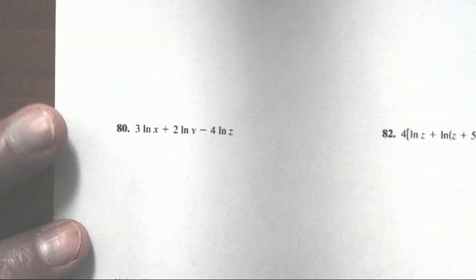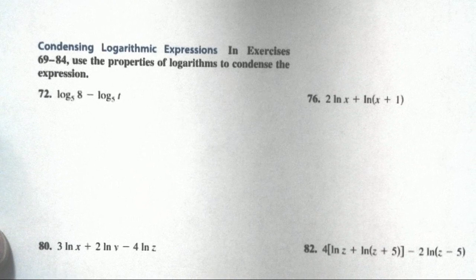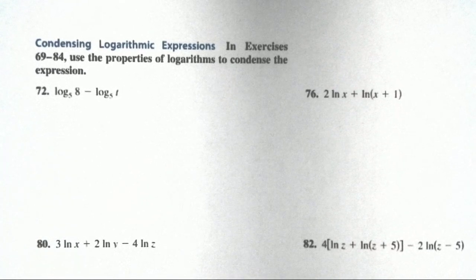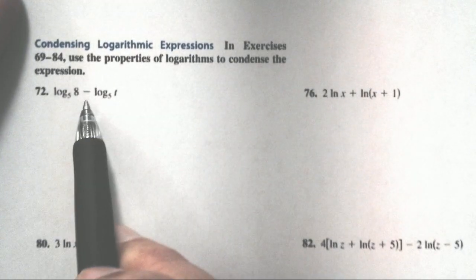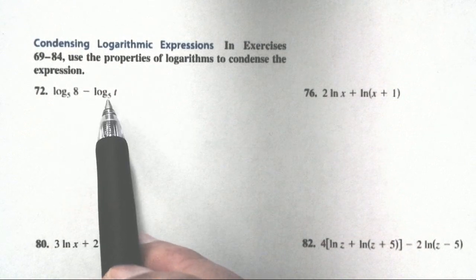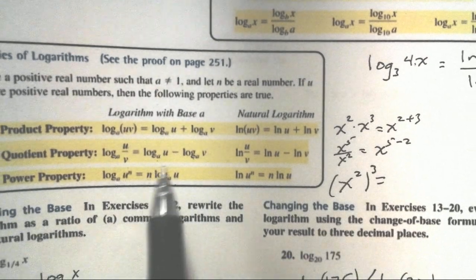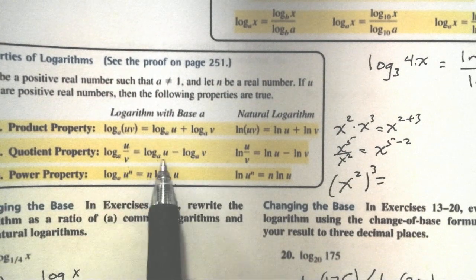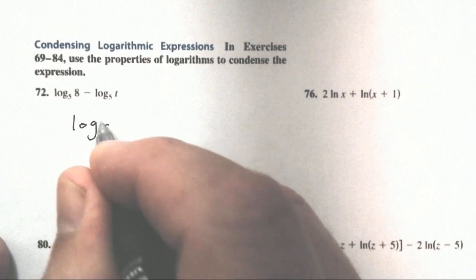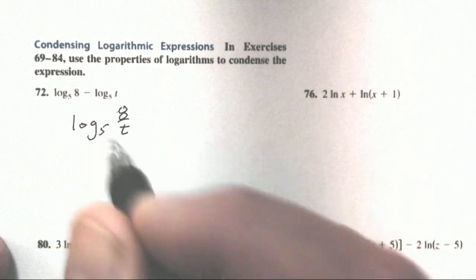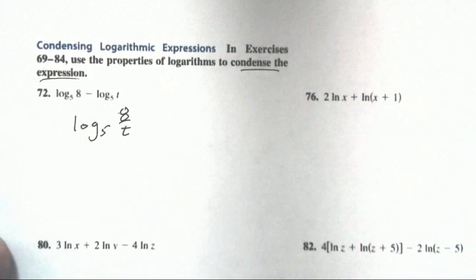Okay, let's take a look at exercises 69 through 84. Use the properties of logarithms to condense the expression. So we're going to try to smash these things all together into just a single logarithm. When I have a log minus a log in the same base, it can become the log of the quotient in the same order. So this can be written as log base 5 of 8 over t.